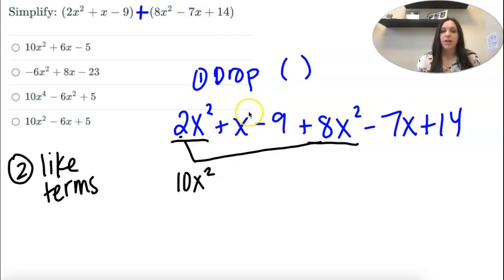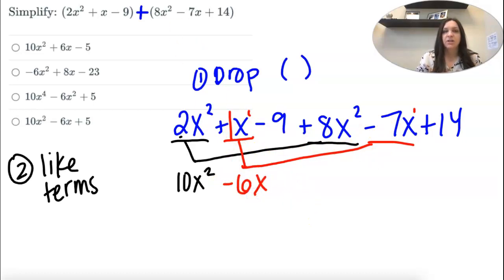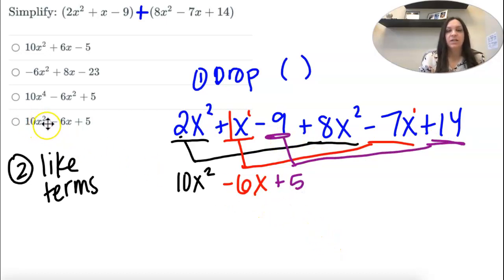Okay, now I'm going to go down to x to the first power and combine those. That's a 1x minus 7x. So 1 minus 7 is -6, and then the x comes along. And then there's just the numbers. -9 plus 14 is +5. So 10x squared minus 6x plus 5 would be our answer.